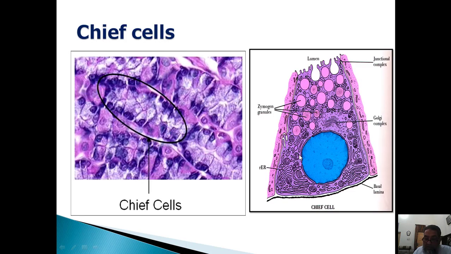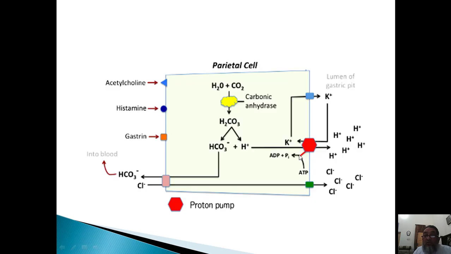So we need energy over here. This energy is mediated by the ATP molecule. This mechanism is called the proton pump. So carbonic anhydrase converts H2O and carbon dioxide, producing HCO3. Histamine and gastrin have an influence on these parietal cells.